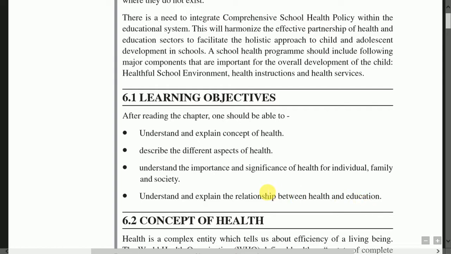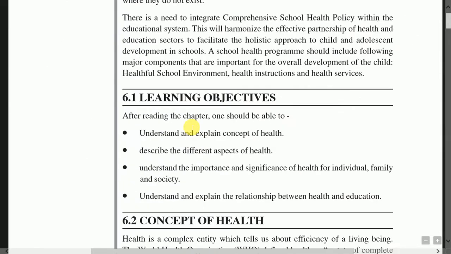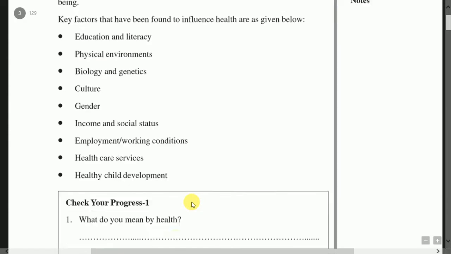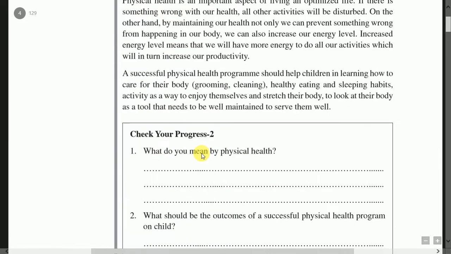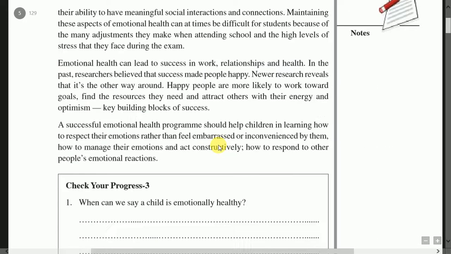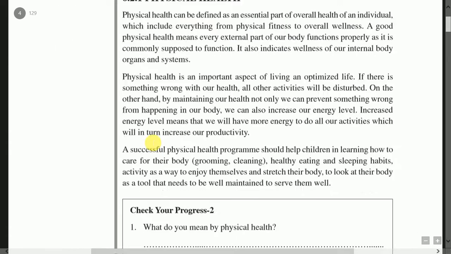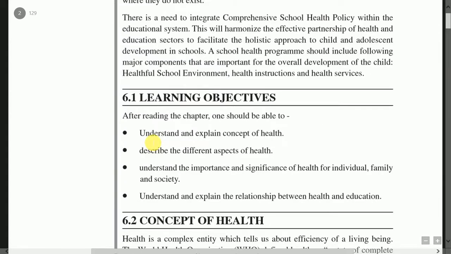Now, I end the lesson and will meet you in the next topic, concept of health, and next physical health, social health, emotional health, and next mental health. That is the part of this chapter, this unit.